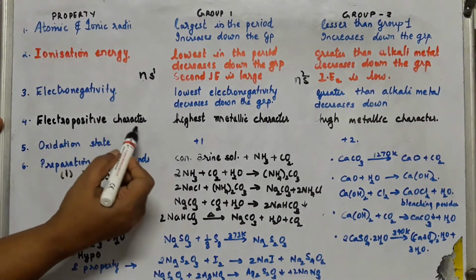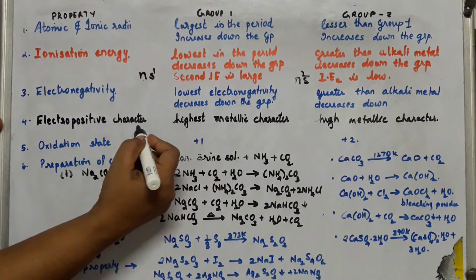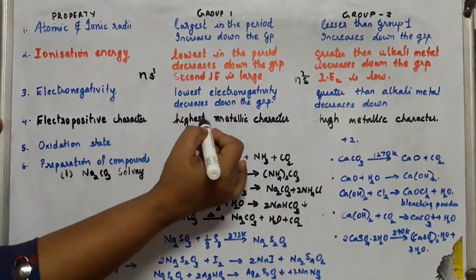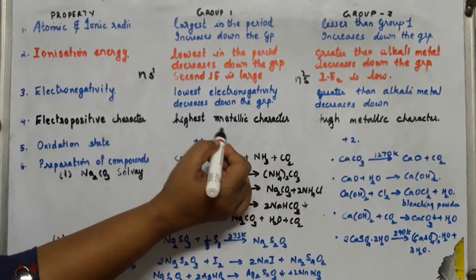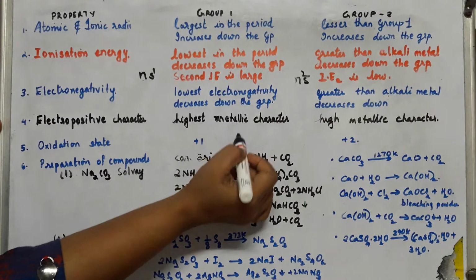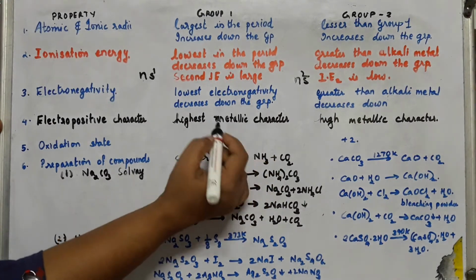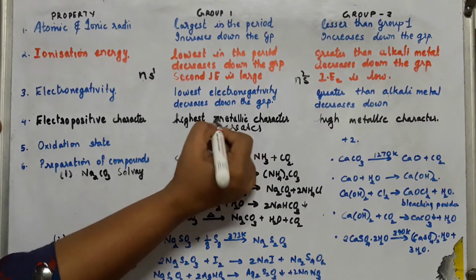Now next, electropositive character. Electropositive character means the tendency to give electrons. So group 1 elements have the highest electropositive character or metallic character because they can lose electrons very easily. And down the group metallic character increases.